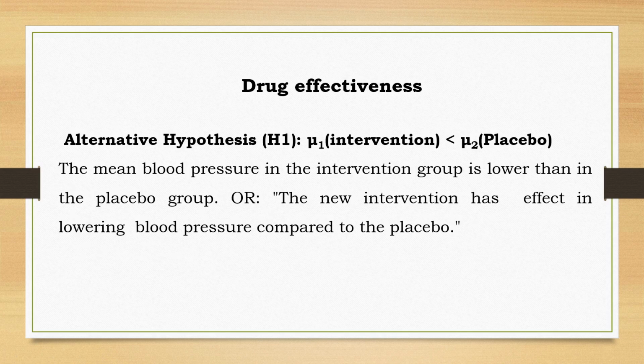The alternative hypothesis is saying that the average blood pressure of the group that took the medication is less than the average blood pressure of the group that took the placebo. That's to say, the placebo does not do anything. It is inactive as far as the reduction of blood pressure is concerned. So this means that the mean blood pressure in the intervention group is lower than in the placebo group, or the new medication has an effect in lowering the blood pressure compared to the placebo.